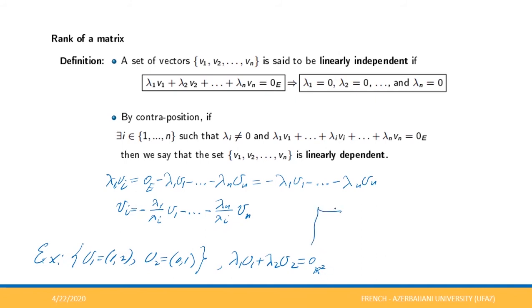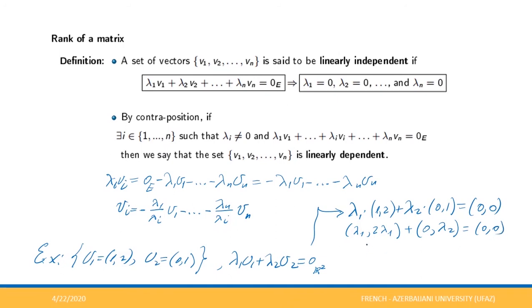From here, lambda 1 times the vector 1, 2 plus lambda 2 times the vector 0, 1 is the vector 0, 0. Then it will be lambda 1, 2 lambda 1 plus 0, lambda 2 is the vector 0, 0. This part will be: lambda 1, 2 lambda 1 plus lambda 2 is 0, 0.